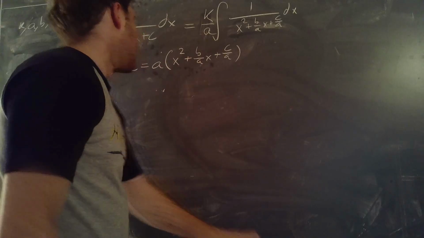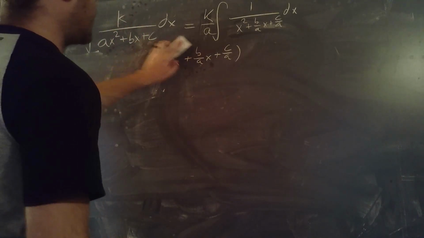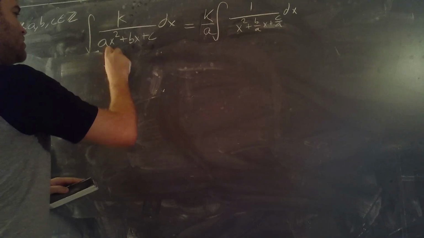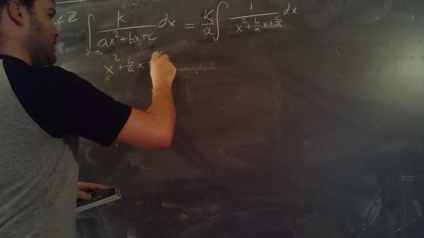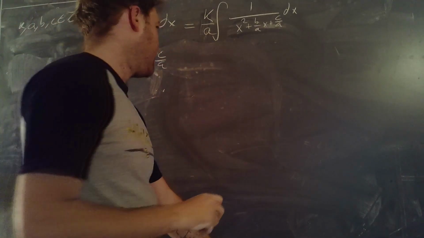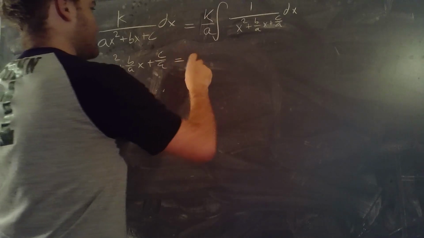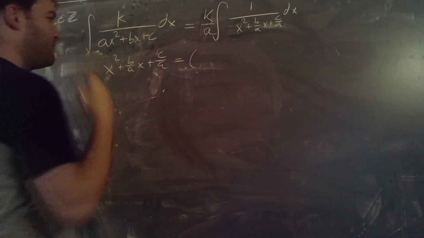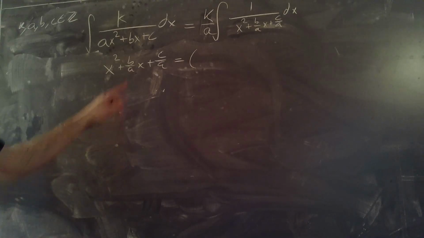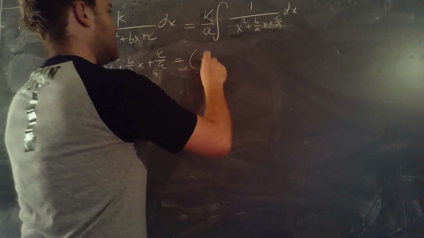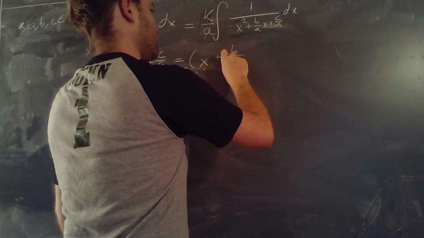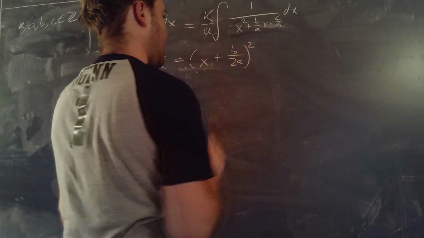And that's good because now I can just work with this polynomial term, x squared plus b over a x plus c over a, when completing the square. It should be noted that we can complete the square by taking half of the term attached to the first order x, and so that's b divided by 2a. That's x plus b over 2a, all squared.